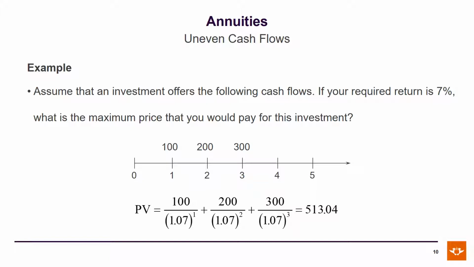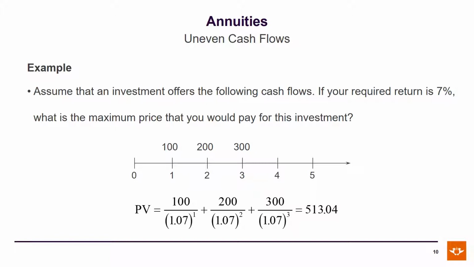And if we look at this investment, we're getting 100 Rand at the end of the first year, 200 at the end of the second, and 300 at the end of the third year. And using our normal formula with value additivity, we end up with a value of 513 Rand and 4 cents.